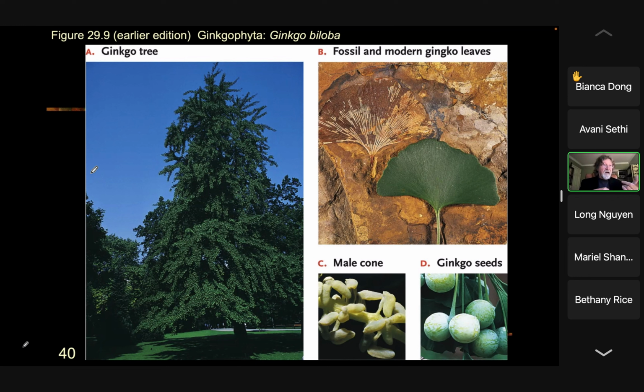Yeah. So is the same with Ginkgo biloba. Yeah, that's exactly the name. That's the genus and species name. Okay, Bianca, you have your hand up.